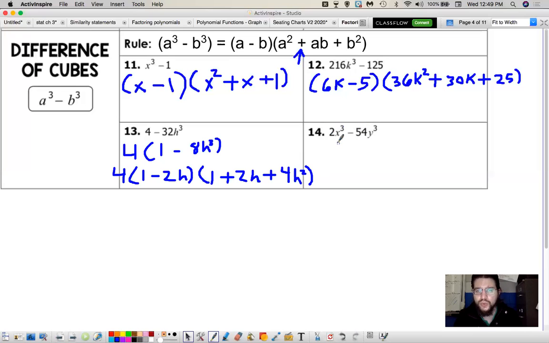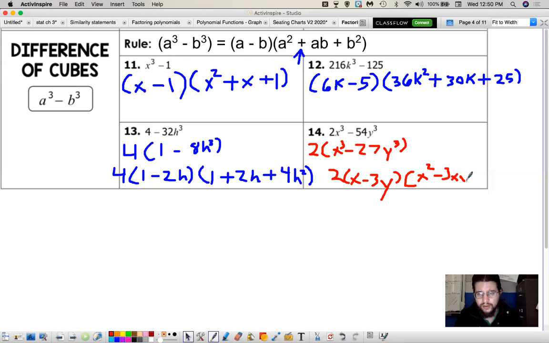GCF here is 2. X cubed minus 27y cubed. That's going to be 2x minus 3y. The more you do this, the more fluent you'll be. Oh yeah, that's 27, that's 3 cubed. Being able to recognize your A and your B just takes a lot of practice, that's all. X squared minus 3xy plus 9y squared. Okay, that's a difference of cubes.